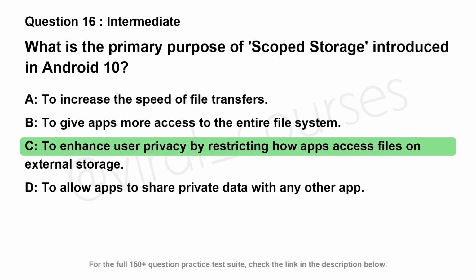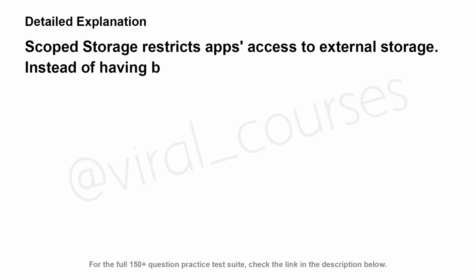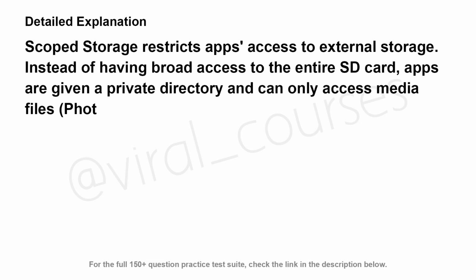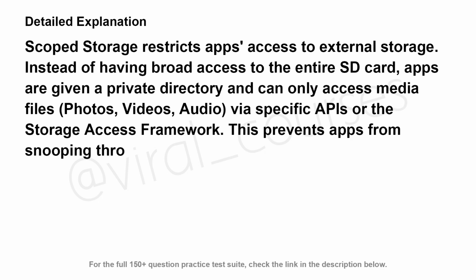The correct answer is C. Scope storage restricts apps' access to external storage. Instead of having broad access to the entire SD card, apps are given a private directory and can only access media files, photos, videos, audio, via specific APIs or the Storage Access Framework. This prevents apps from snooping through other apps' files.